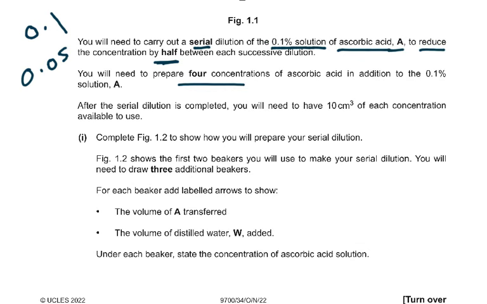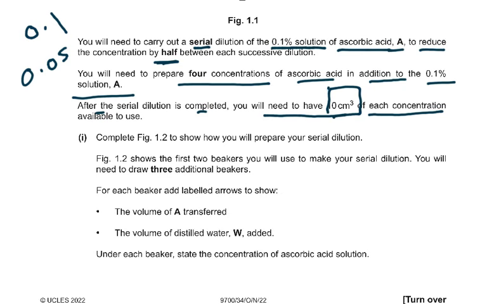You will need to prepare 4 concentrations of ascorbic acid in addition to the 0.1% solution A. After the serial dilution is completed, you will need to have 10 centimeter cube of each concentration. This is important, so that they know the total volume left for you. So it is 10 centimeter cube.